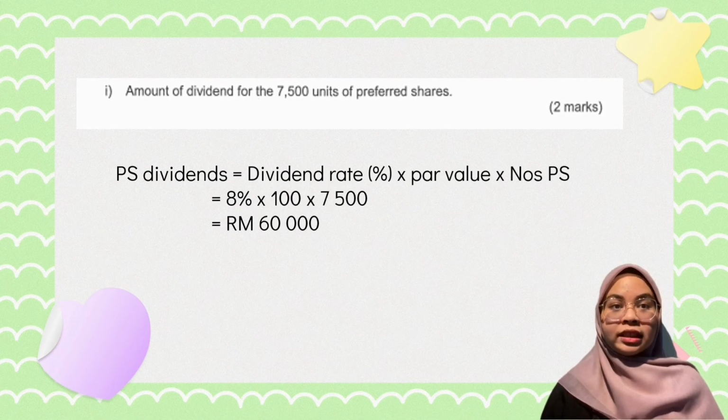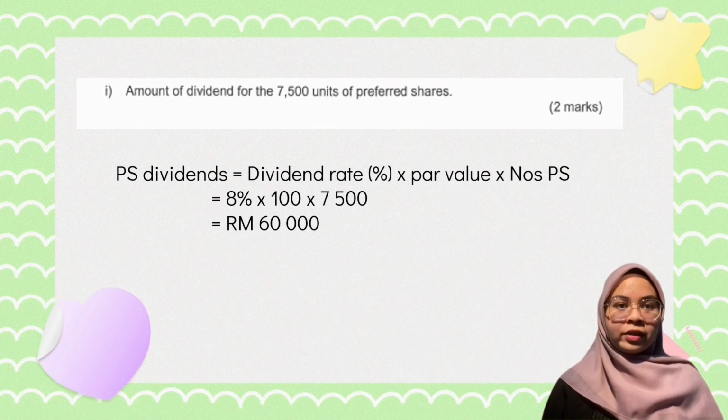to use the formula: preferred shares dividend equals dividend rate multiplied by par value multiplied by number of stocks for preferred shares. Therefore, preferred shares dividend equals 8% multiplied by 100 and multiplied by 7,500. Here, you need to remember that the par value for preferred shares is automatically 100 if the question does not state the par value. When you calculate this, you will get 60,000 for the amount of dividend for the 7,500 units of preferred shares. And we are finished with question B1.